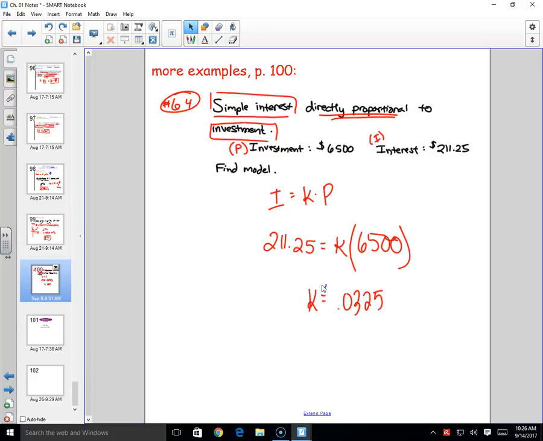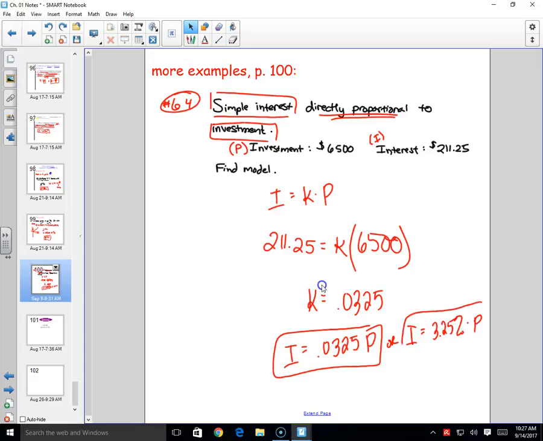Okay, so that's even. So then can I say that interest is equal to, they just say solve for the model, 0.0325 times P? Yes. Or could you say I is equal to 3.25% of P? This would be more analyzing, more actually stating what's going on. It's a 3.25% return. The left side would definitely be more mathematical than 0.0325.